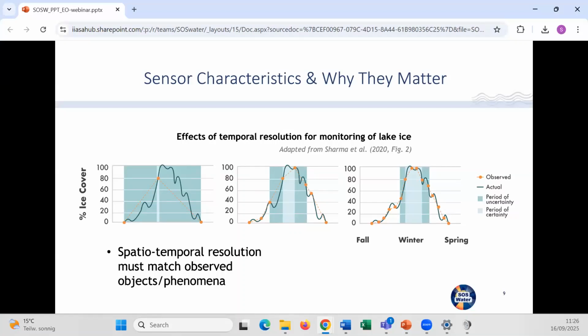And so it's very important that the data sets and the remote sensing or the EO data we use have a spatial resolution that matches the observed objects and phenomena. Because if they don't, then we have an extremely high period of uncertainty, for example, in the lake ice measurement.